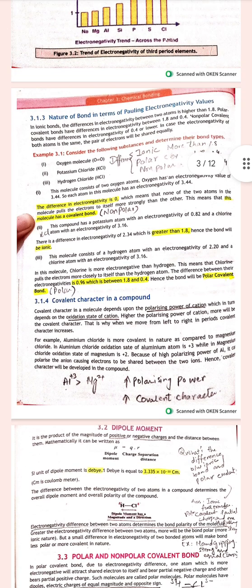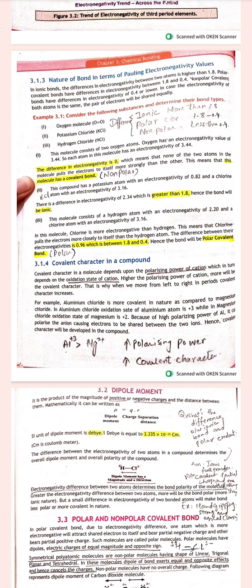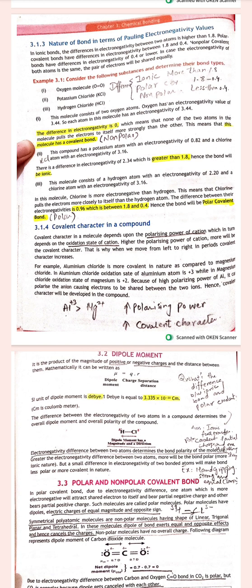Now we are going to study the nature of bond in terms of Pauling electronegativity values. If the electronegativity difference is more than 1.8, then the bond will be ionic. If it is between 0.4 and 1.8, the bond will be polar covalent. And if the electronegativity difference is less than 0.4, then the bond will be non-polar.